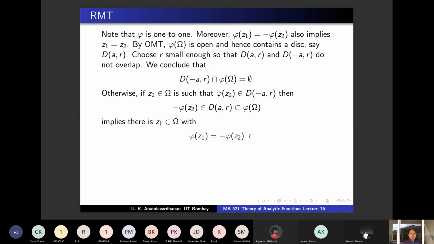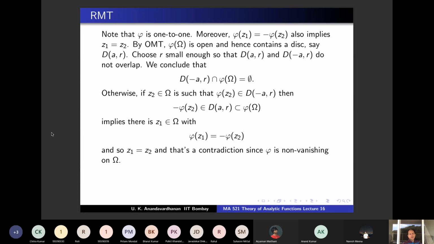But if this happens, then z1 is z2. That's how we constructed this phi. So z1 is z2. So phi z1, which is minus phi z2, is phi z2. That means phi z2 is 0. So z1 equals z2, and that's a contradiction since phi is non-vanishing on omega, right?